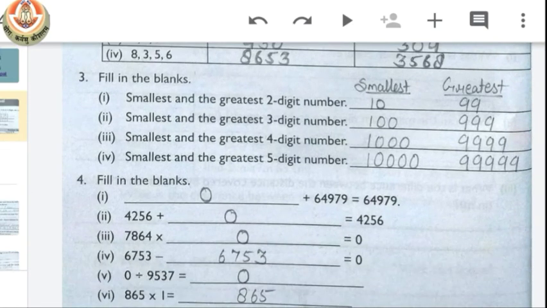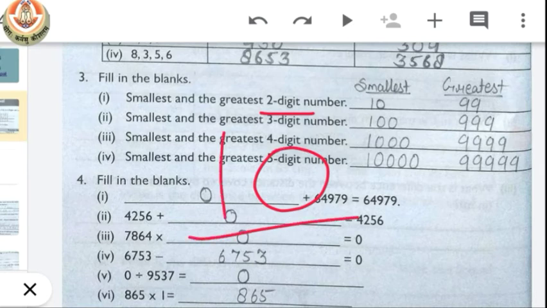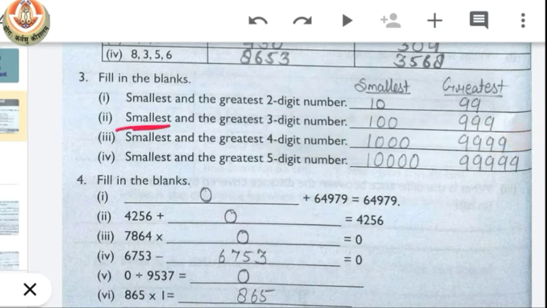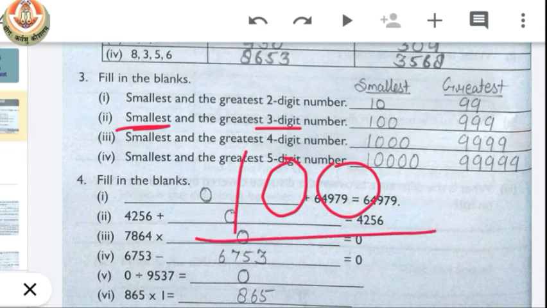And the next question is, we have to write the smallest and the greatest two-digit number. We all know that for smallest number, as you can see, we have to use only two digits. So that means first we will put 1 and then 0, that is 10. And for the smallest three-digit number, first we will put 0, 0, and then for the third place 1, which means 100.